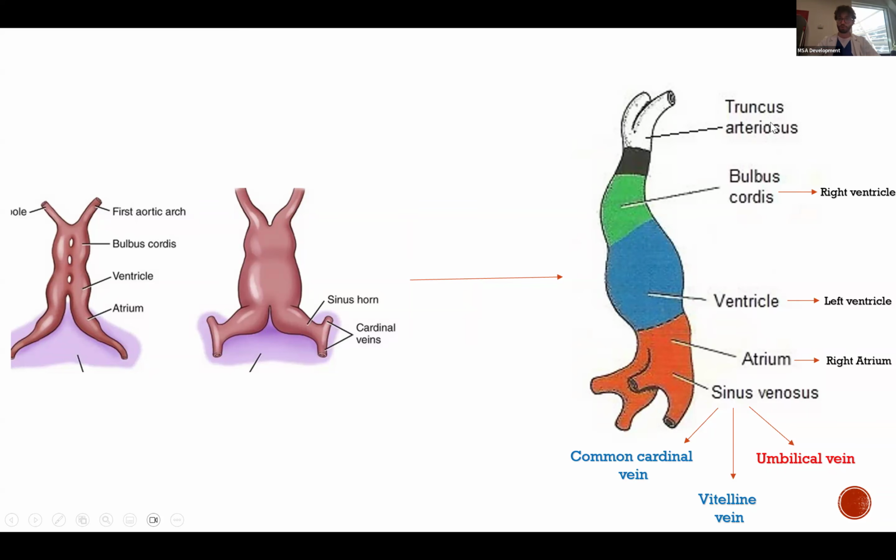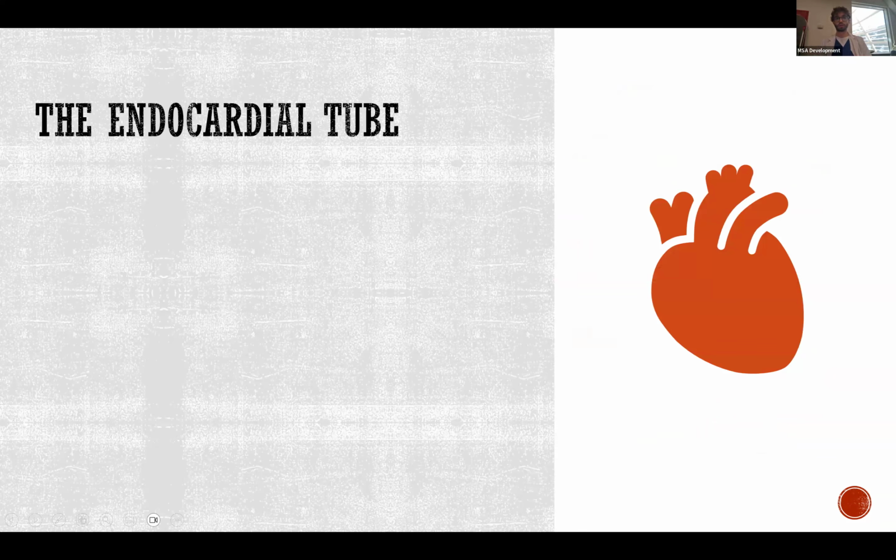Last but not least, truncus arteriosus. From its name, artery. Arteriosus means artery. So it's gonna give us two arteries, the pulmonary artery and the aorta. Okay? The pulmonary artery and the aorta will both come from the truncus arteriosus. By the way, this was pretty much the whole lecture. Now we're just gonna go through some text and tables.